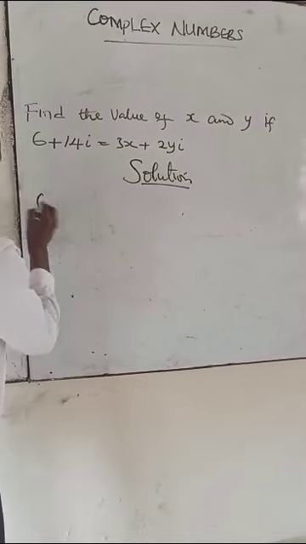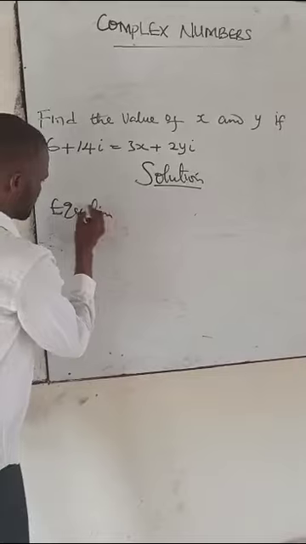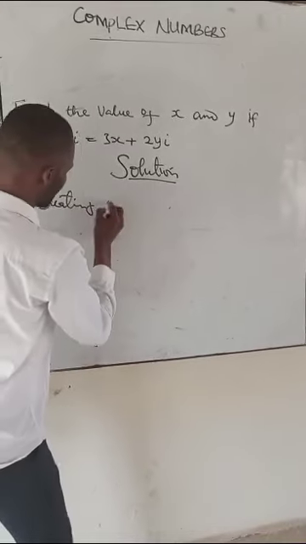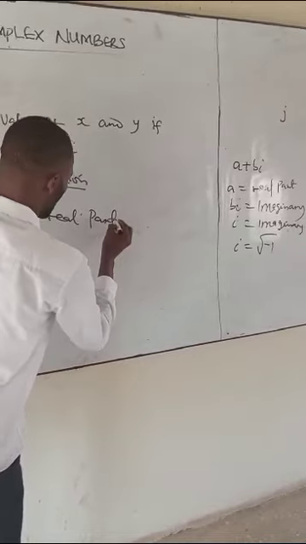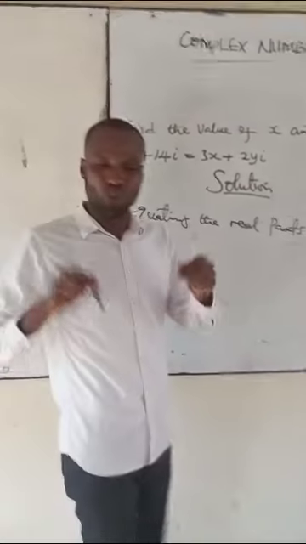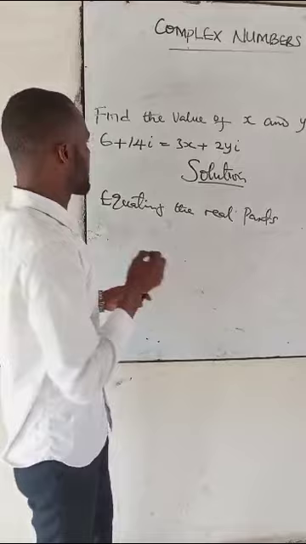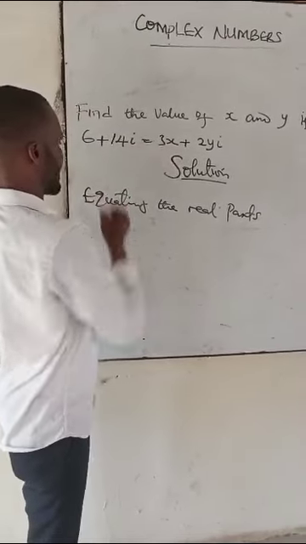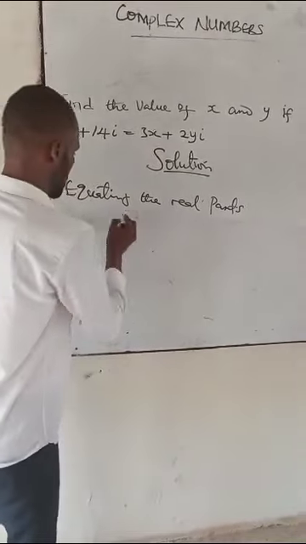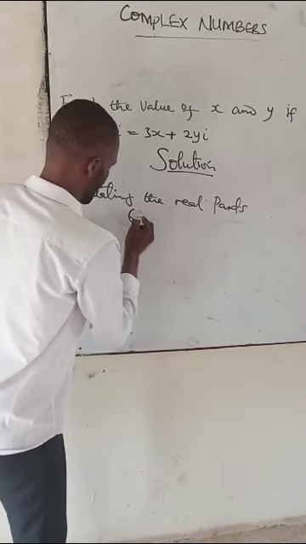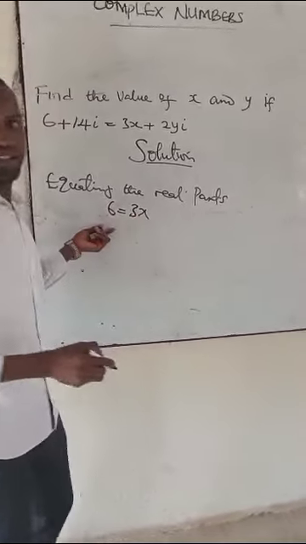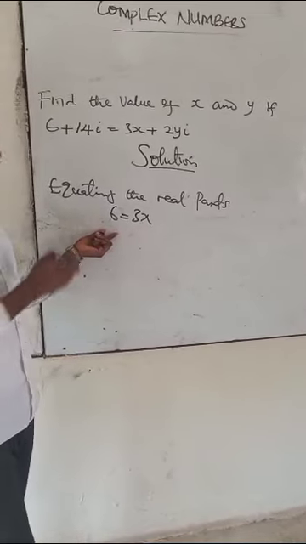Equating the real parts. That means we are going to start by equating the real parts. And the real parts here are 6 and 3x. We equate them, we make them equal. So we have 6 equal to 3x. And remember, we are looking for the value of x.